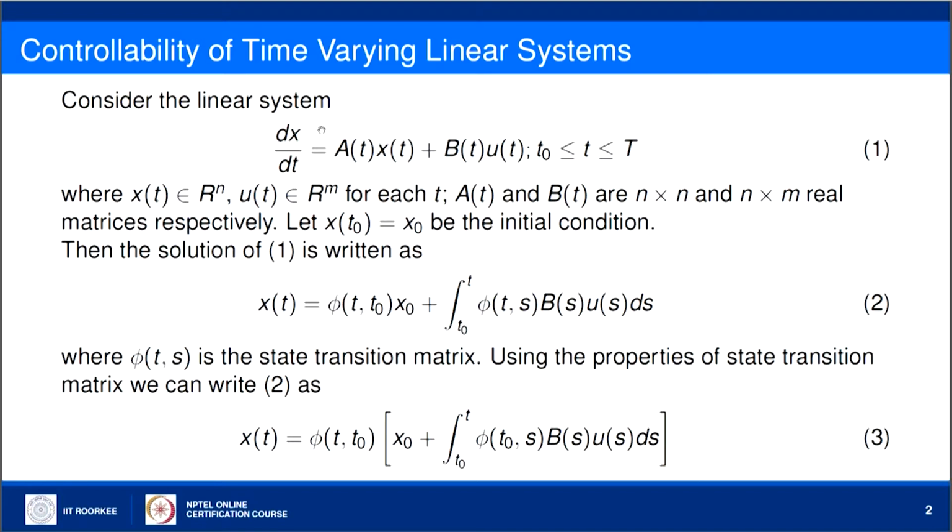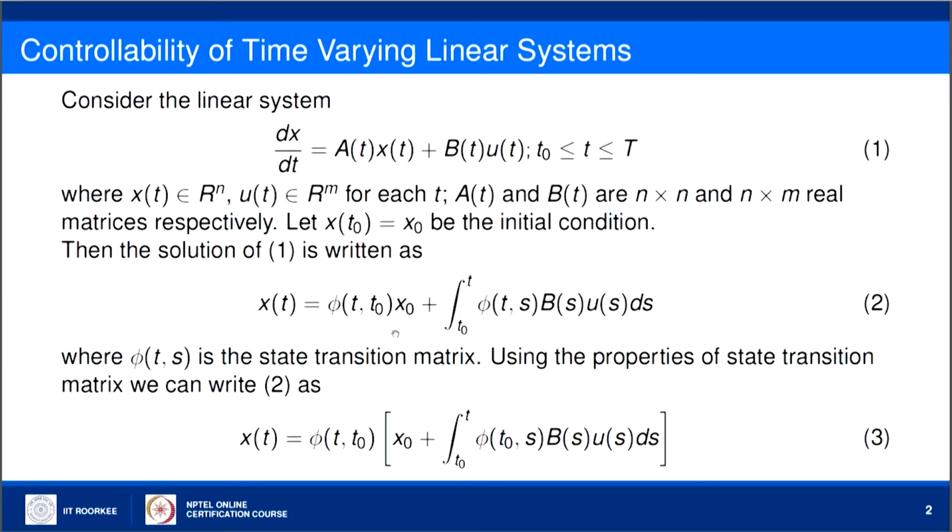So, consider the linear system dx by dt equal to A of t x of t plus B of t u of t in the time interval t0 to t. Then it is well known that the solution of the system can be written in the form x of t equal to phi of t t0 into x0 plus integral t0 to t phi t s B s u s ds. So, this is a non-homogeneous system of differential equations. The solution is written in this particular form where phi of t t0 is the state transition matrix for the time varying matrix A of t.